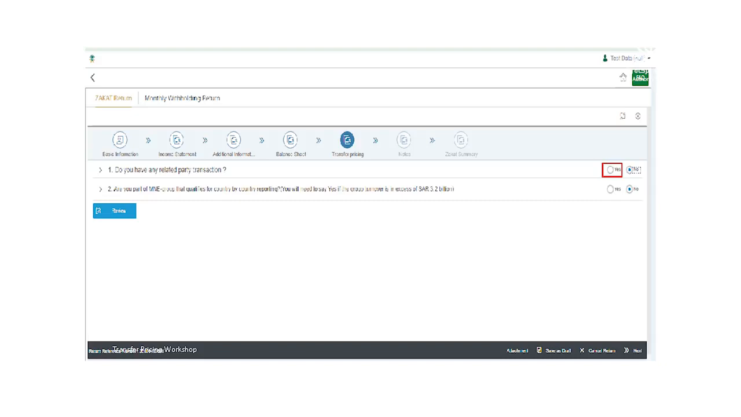So let's start first with the first question, which is, do you have any related person transactions? You can answer yes or no. If you have a related person, then you must answer yes, regardless of the amount. But if you are a 100% zakat payer, then you are falling outside the TP bylaw, and you can answer no, even if you have related party transactions. So for the meantime, zakat payers are not required to submit this information.